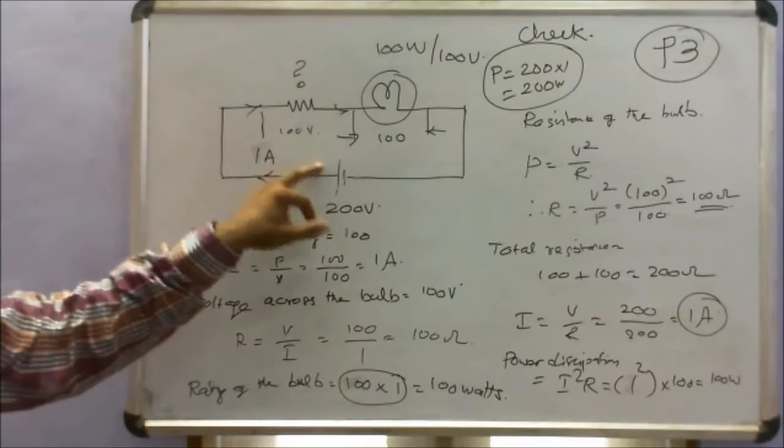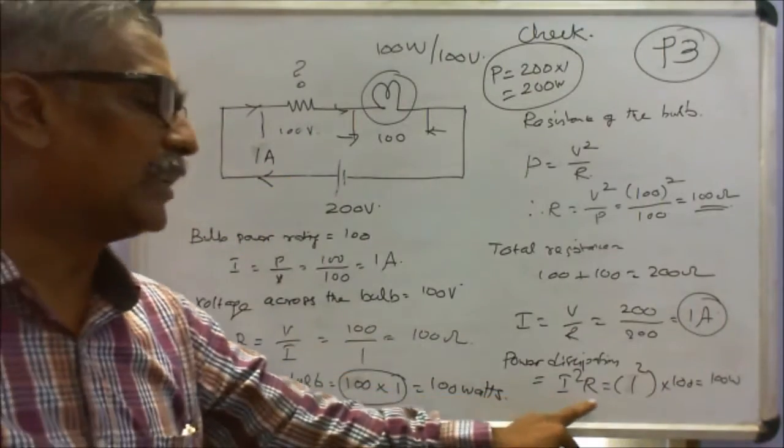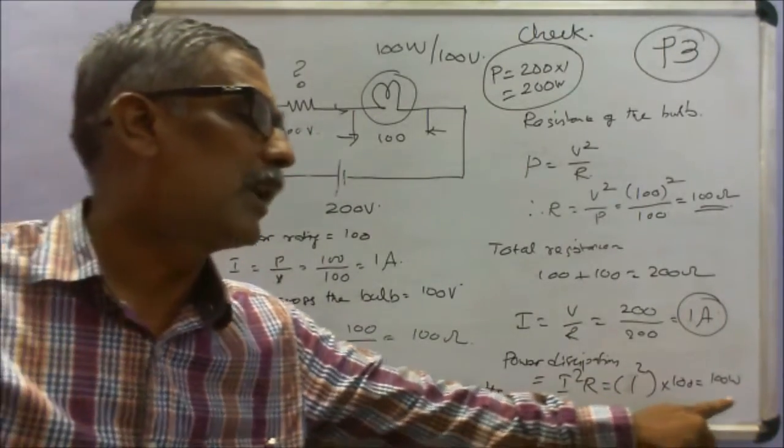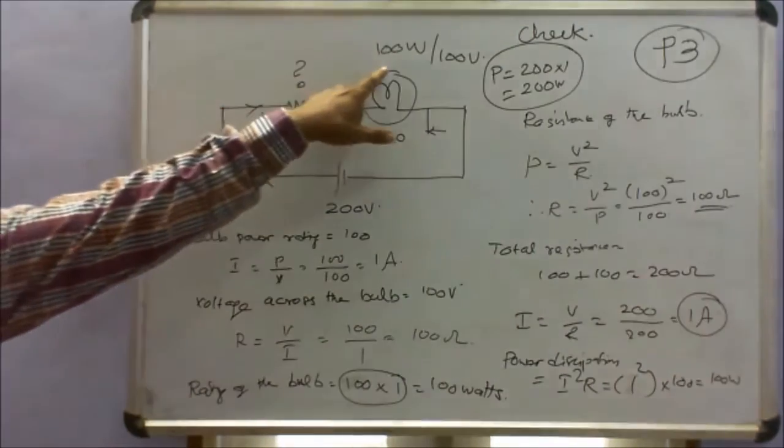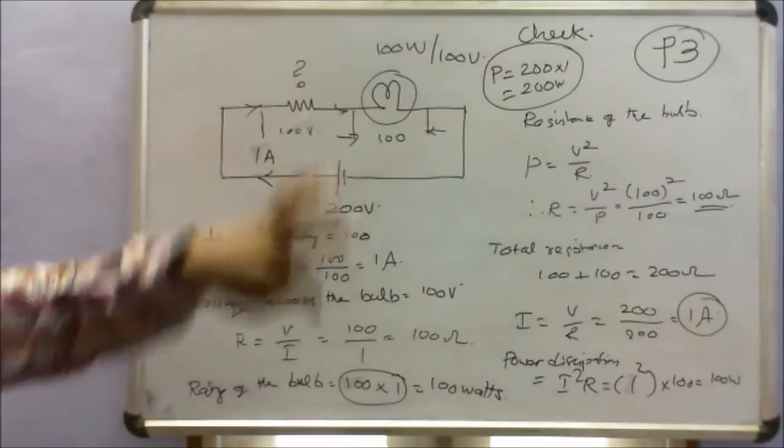So what is its power dissipation? Power dissipation is equal to I square R. 1 square into 100, 100 watts. So this is 100 watts. Here it's 100 watts. Put together is 200 watts.